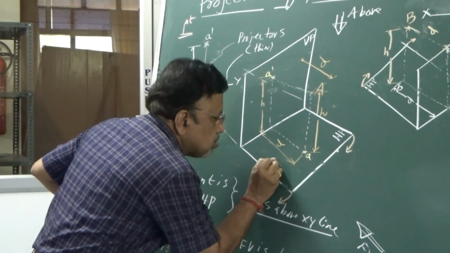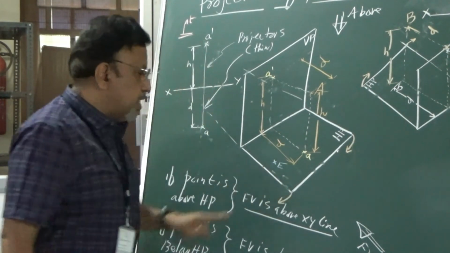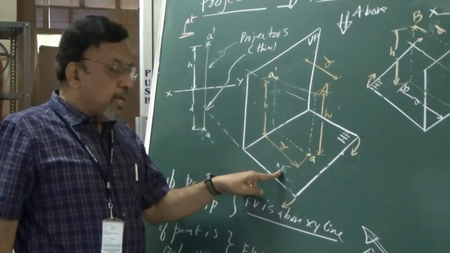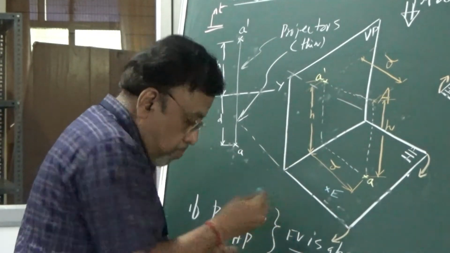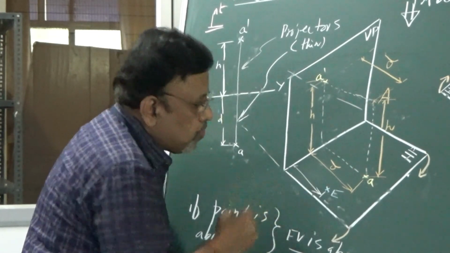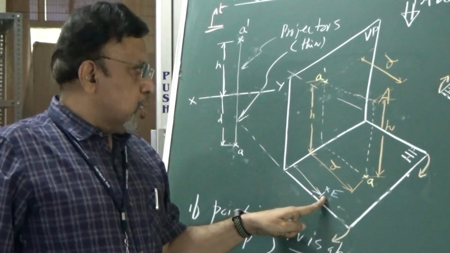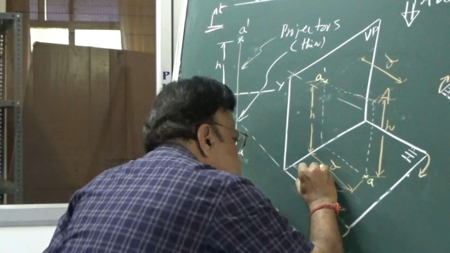Let us say I am considering this point, E. I am considering point E on HP. Of course, it is in front of VP, by some distance. Let us say this is the distance. So what is the distance we have considered for VP? It is D. So let me consider this also as D now.